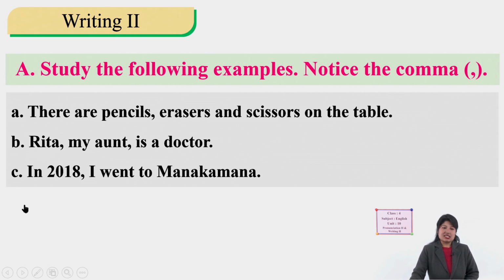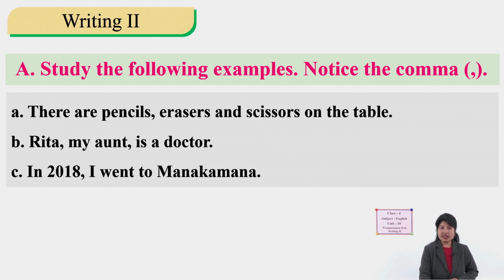Number C. In 2018, I went to Manakamana. So the year, the time, is given, and about that same year we are talking. The person went to Manakamana in 2018. That's why use of comma is there. So this is our today's study.